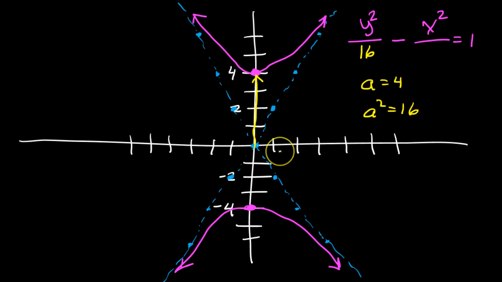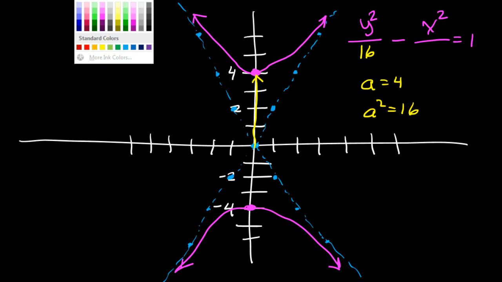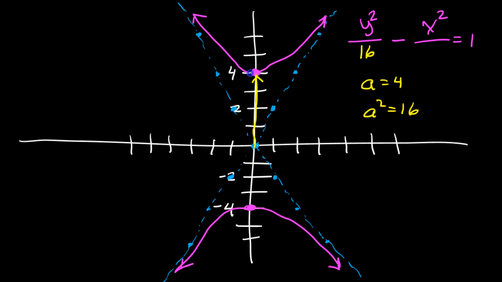I don't have the co-vertices, which is where I normally get the b from. So instead, I'm going to have to use the fact that the asymptotes should pass through the diagonals of a rectangle, a rectangle that also passes through the vertices and the co-vertices. So let me say that again. I need to draw a rectangle, and two sides of the rectangle will pass through these vertices. So I'm going to have a side of a rectangle right here, and a side of a rectangle right here.